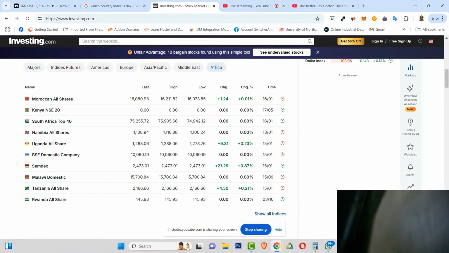Let's look at Africa here. The Kenya stock exchange has no change here. Uganda is going up. Semdex, I need to see.